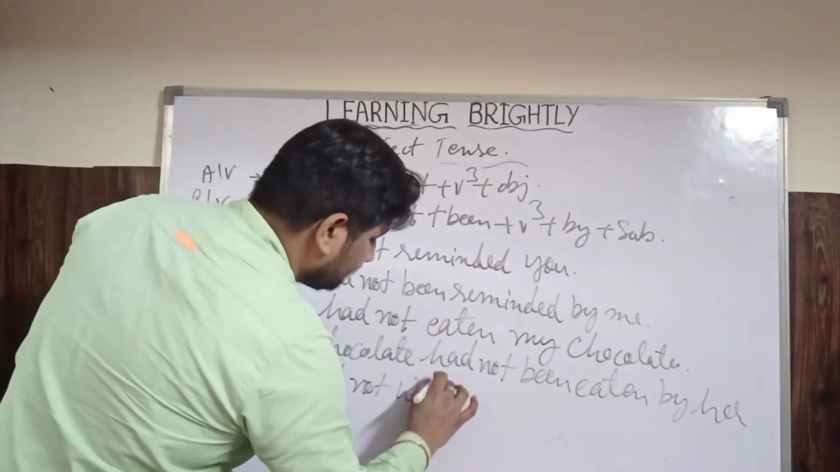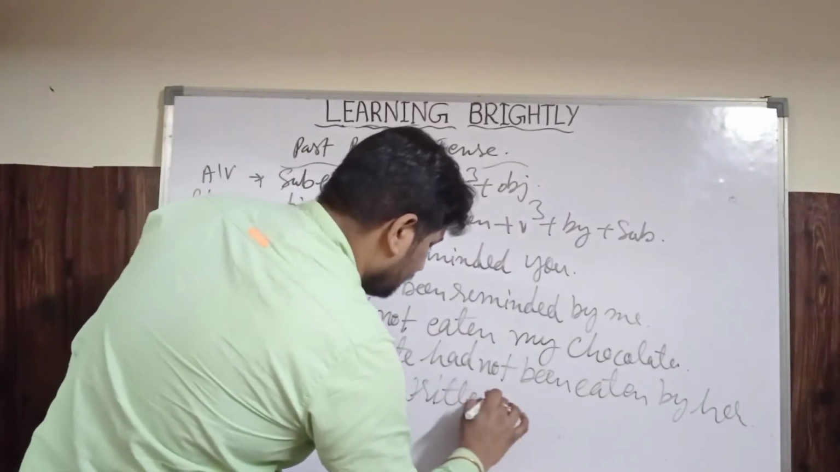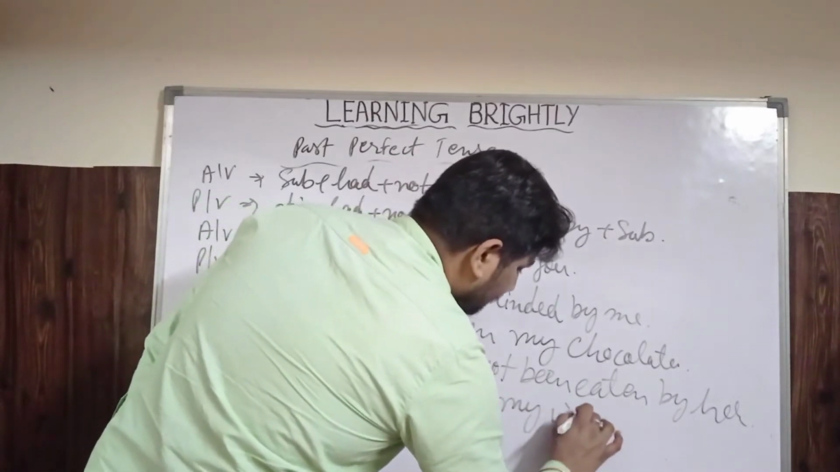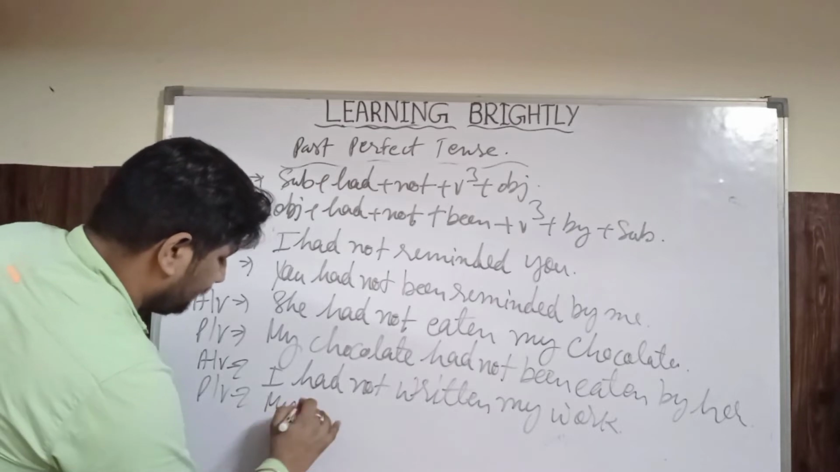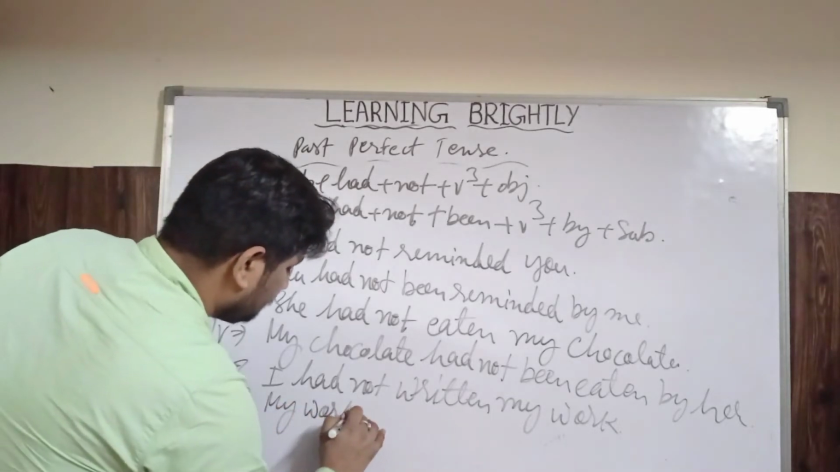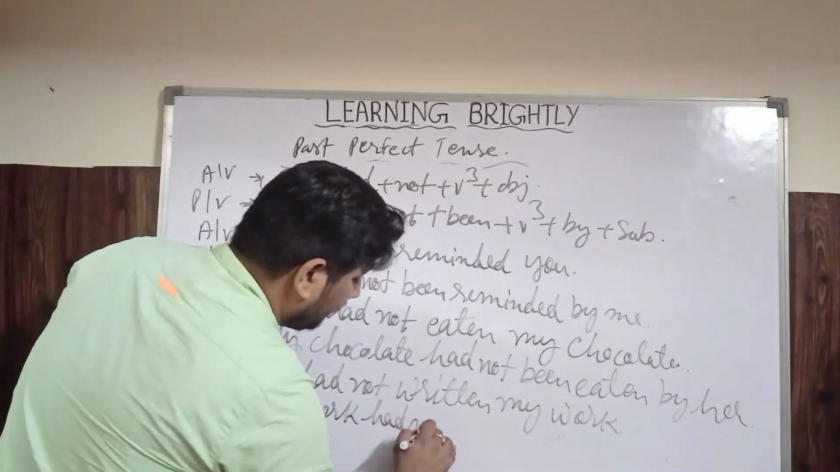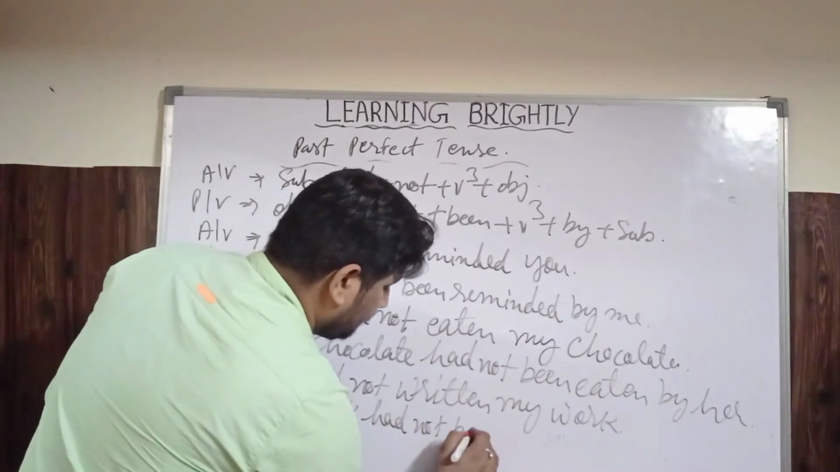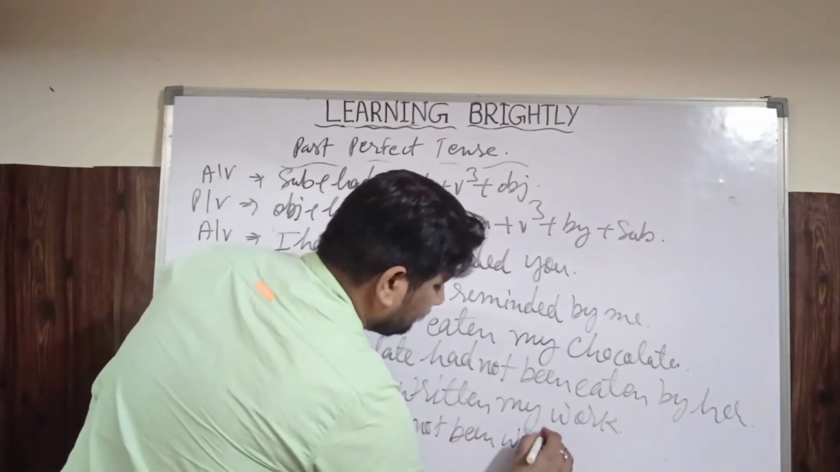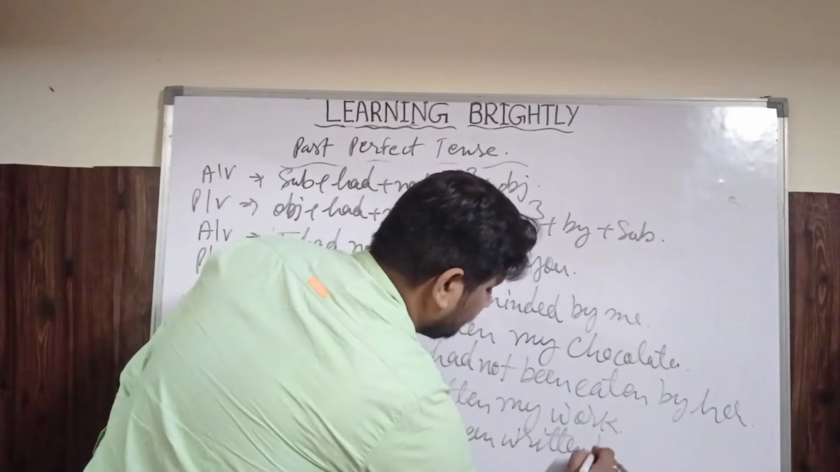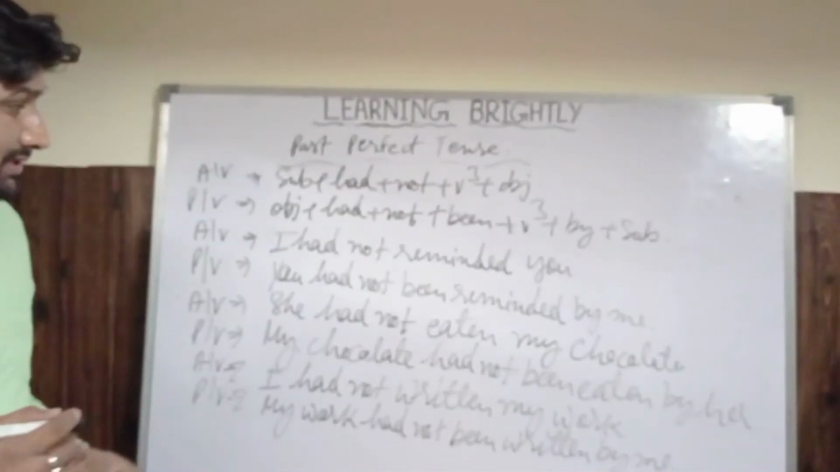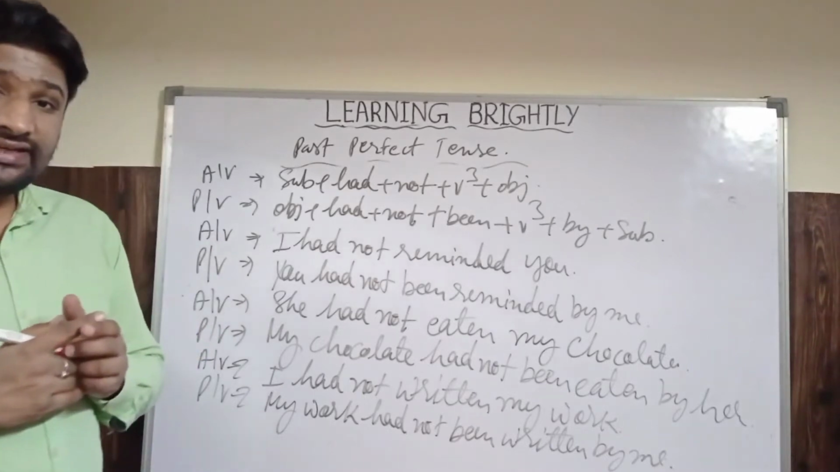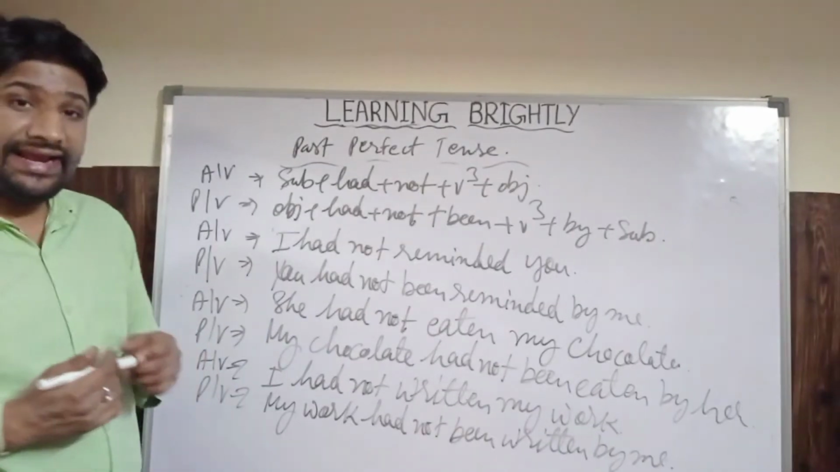The next one, I had not written my work. In passive voice, my work had not been written by me, like this. So dear friends and dear students, these are the examples for the negative category.